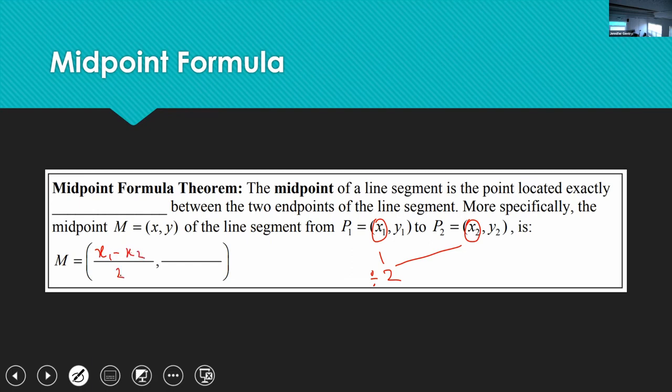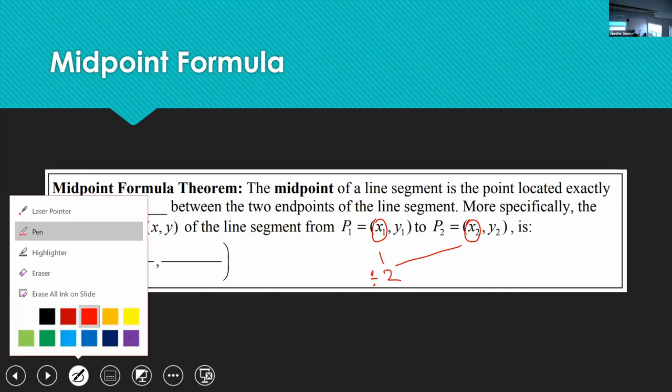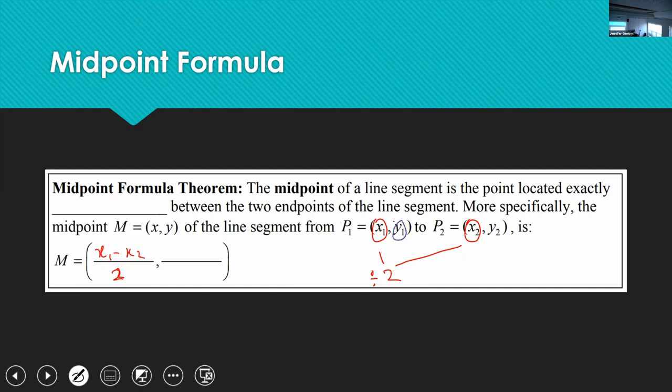Does that make sense though? Logically? Yeah? So what do I do for the second half of it? Y minus Y. Right? Y minus y divided by 2. That's going to give you your midpoint.